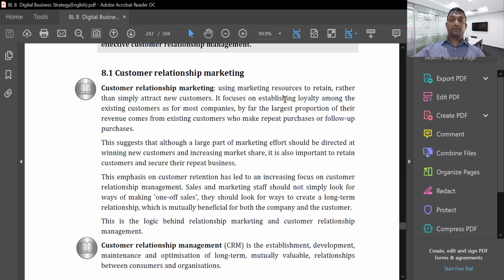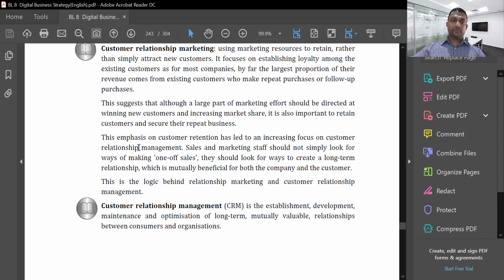So it focuses on establishing a loyalty among the existing customers, as for most companies by far the largest portion of their revenue comes from existing customers, right? Because they make repeat purchases or follow-up purchases. So keeping the existing customers happy is the easiest and the best way for an organization to generate revenue. This suggests that although a large part of marketing effort should be directed at winning new customers and increasing market share, it is also important to retain customers and secure their repeat business.